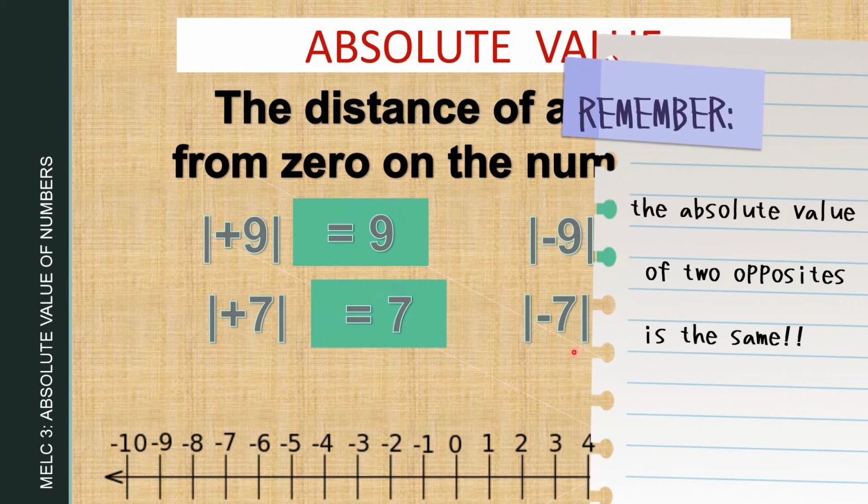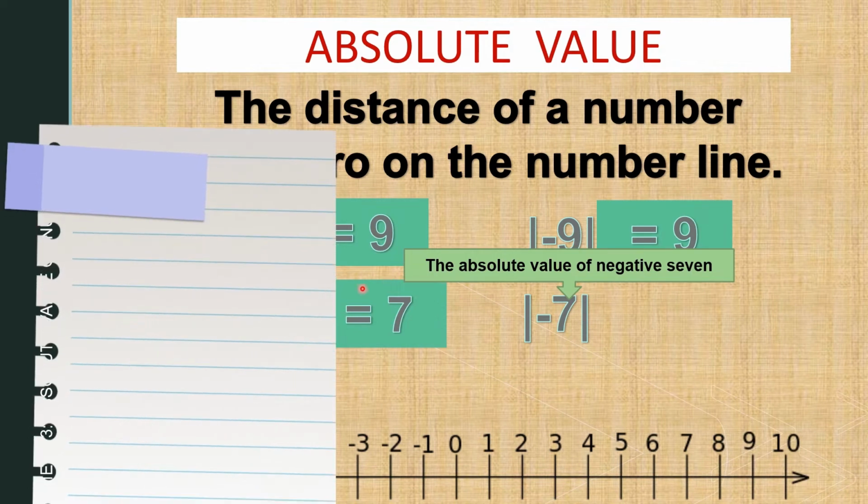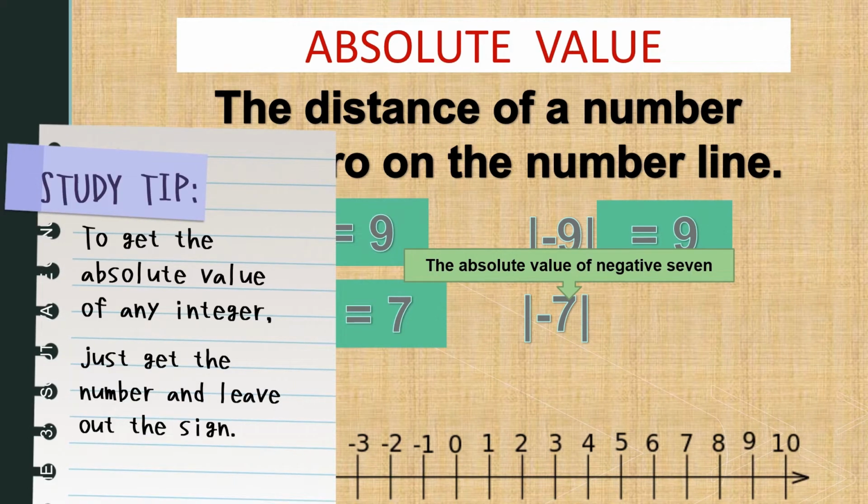Yes, since they are both 7 and they are just opposites, we know already, even without counting on our number line, that the absolute value of negative 7 is the same as the absolute value of the positive 7. We know that this is also 7 units away from 0. Do you get it? Good.